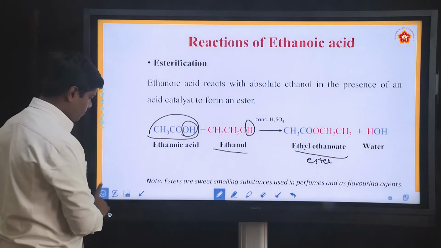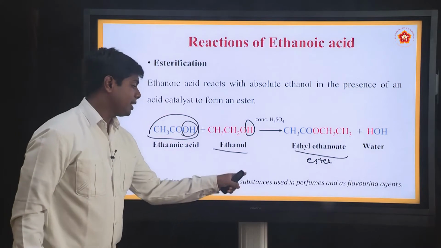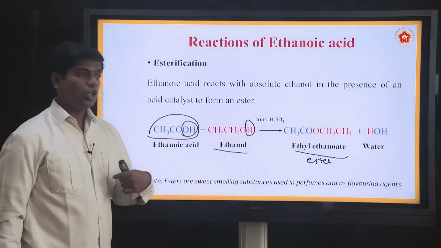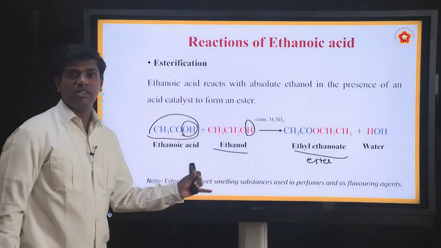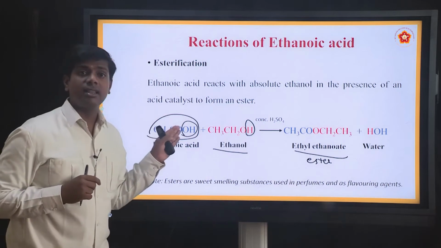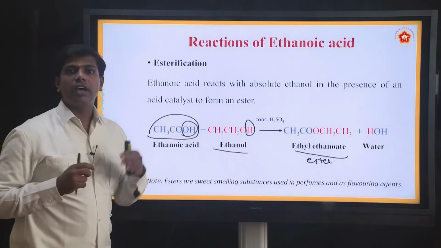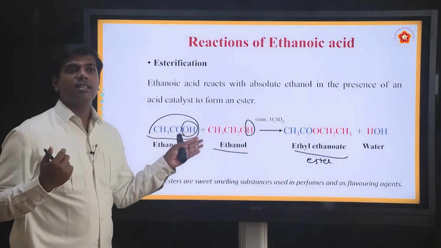Ethyl ethanoate is nothing but an ester, and water molecules. You have to note, esters are very important. Esters are sweet smelling substances used in perfumes and as flavoring agents. This is the reaction that we can carry out in our laboratory, in the chemistry lab.